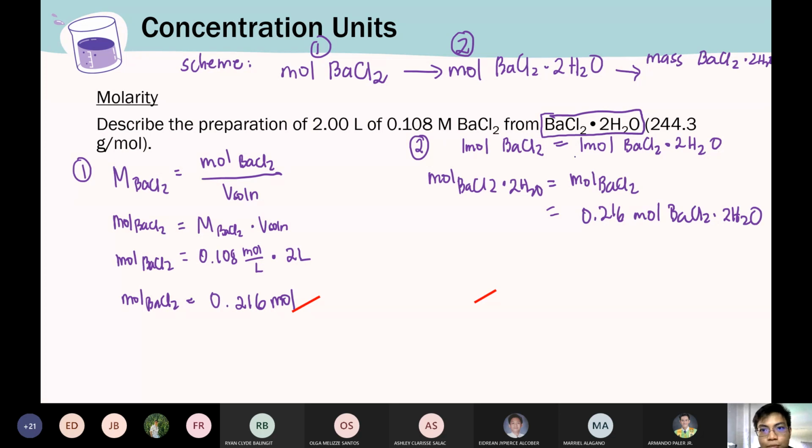Don't worry, we will have more problems like this sa worksheet. No? So, abangan nyo na lang yung worksheet natin next week. 5 minutes na lang pala. Ang bilis naman ng oras.